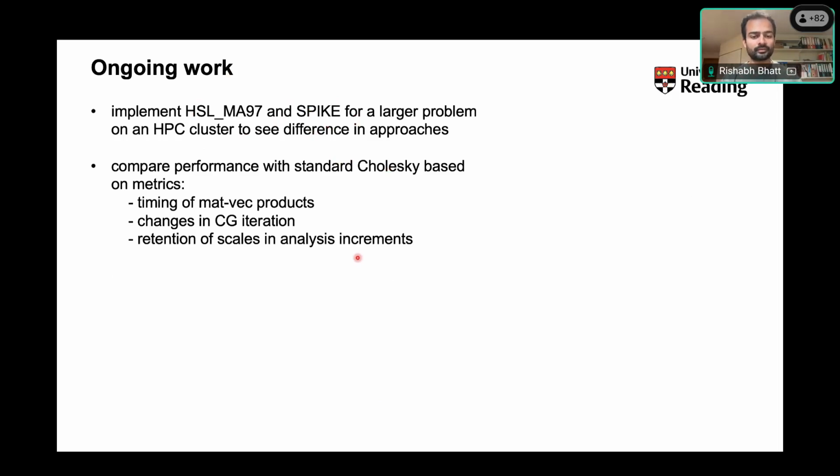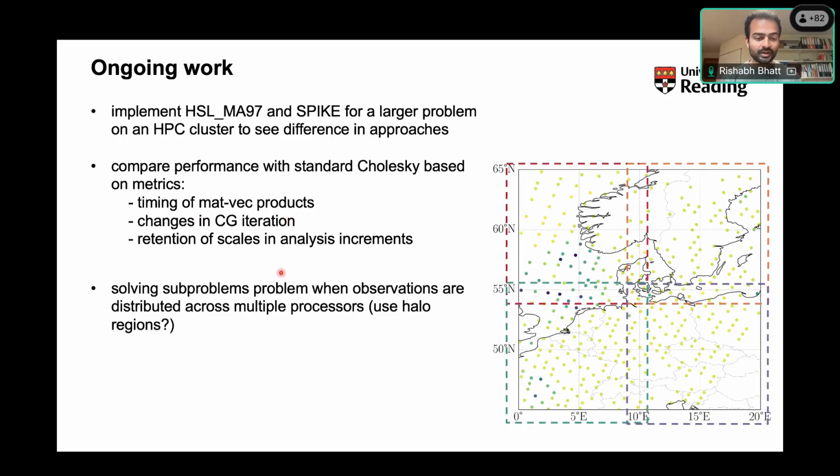And then also compare with the benchmark based on the timing of matrix vector products, changes in iteration, and retention of scales in the analysis increments, like I showed in the power spectrum and the analysis increments as well. Two more important things: because I just considered a very small area, if you have a large area, how would you solve this whole problem when the observations are distributed across multiple processors? So you would have some observations assigned to one processor, other observations assigned to other processors.